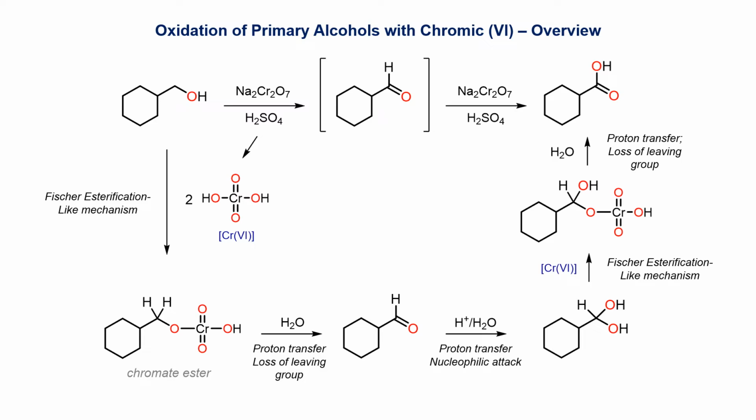Sodium dichromate reacts with aqueous sulfuric acid to give 2 molecules of chromic acid by hydrolysis. One equivalent of this then reacts with the alcohol through a Fischer esterification type process to give a chromate ester. This species is then ready to react to oxidize the alpha carbon and reduce chromium VI to chromium IV. Water serves as a base and an elimination occurs to give the aldehyde. The aldehyde is hydrated and the oxidation process happens again to give the carboxylic acid product.